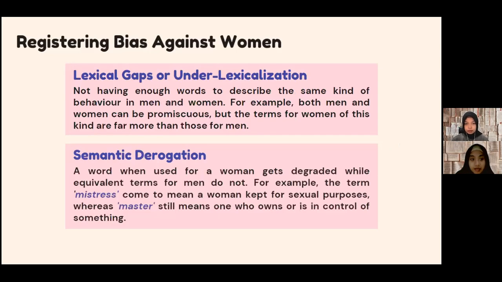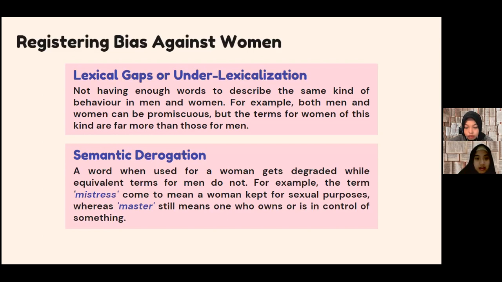Then lexical gaps or under-lexicalization, not having enough words to describe the same kind of behavior in men and women. For example, both men and women can be promiscuous, but the terms for women of this kind are far more numerous than those for men. And the fourth is semantic derogation. A word when used for women gets degraded while equivalent terms for men do not.